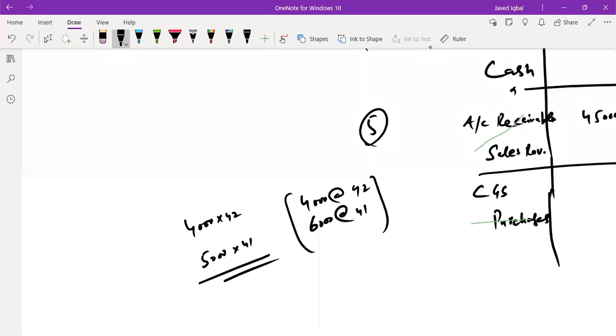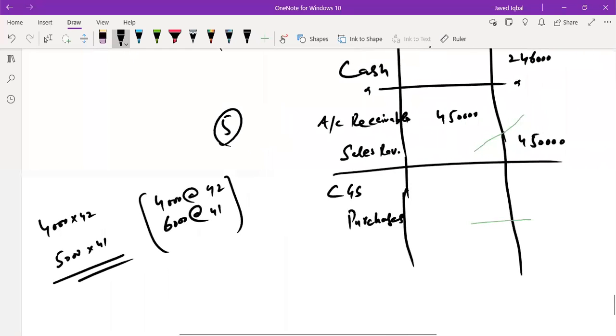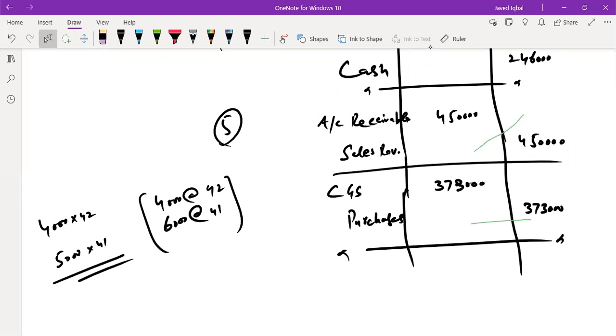Need to add these two, and you get 373,000 worth of your cost. So this would mean 373,000 CGS recorded.